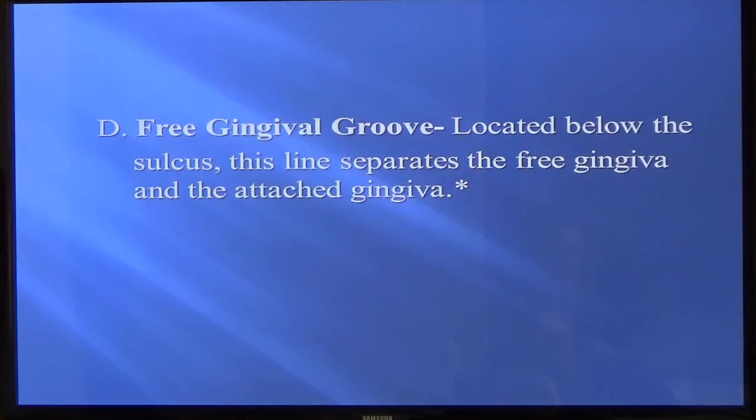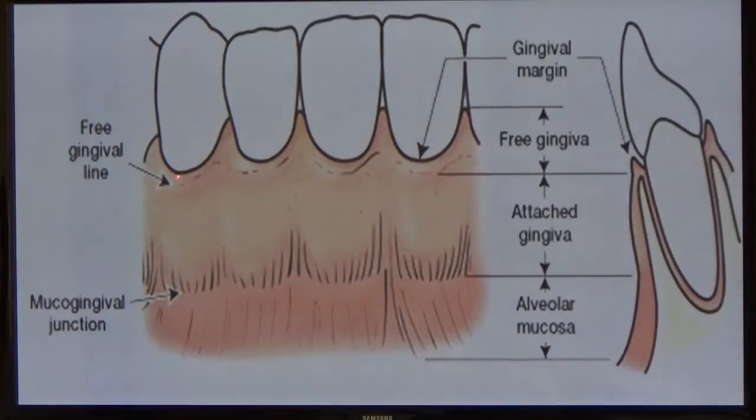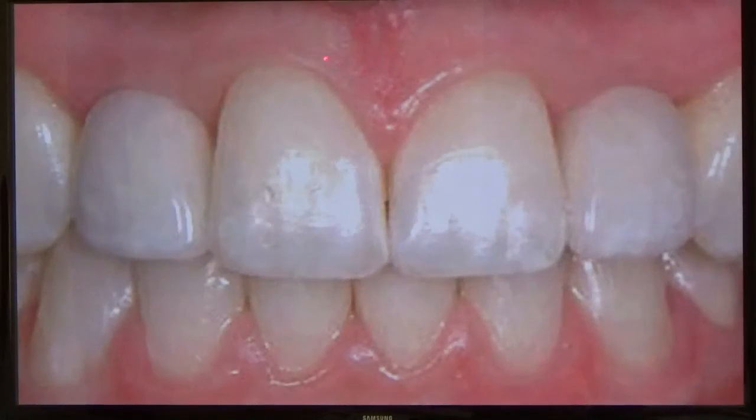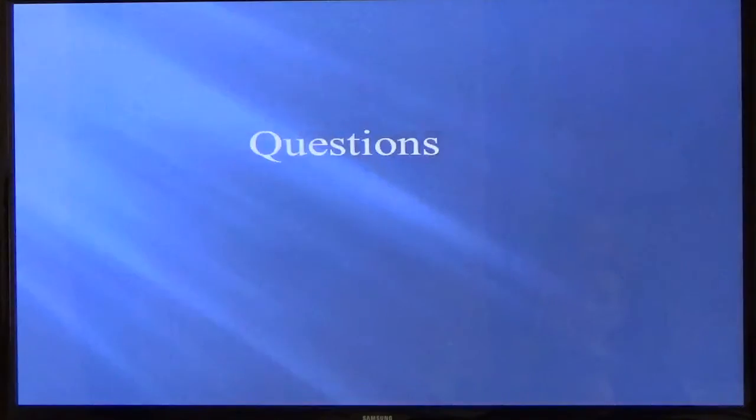The free gingival groove, again, is right below the free gingiva. It's just a little dip, a little groove that you can see right underneath the free gingiva, where the attached gingiva starts. So that roll, that light that you see, this is the free gingival groove. And if you look at it sideways, right there, that little dip. Right underneath the free gingiva, you'll have what's called the free gingival groove. Okay?